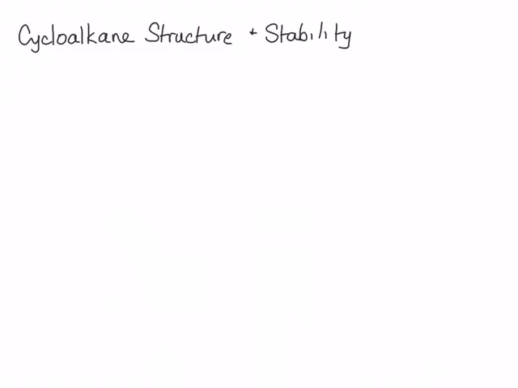The topic of this lecture will be the stability and structure of cycloalkanes. The most common cycloalkanes that we see are cyclopentanes and cyclohexanes, and this has to do with their stability. So what we're going to do now is go through the simplest cycloalkanes up to a six-membered ring and see if we can determine why, due to their stability, cyclopentane and cyclohexane are most common.